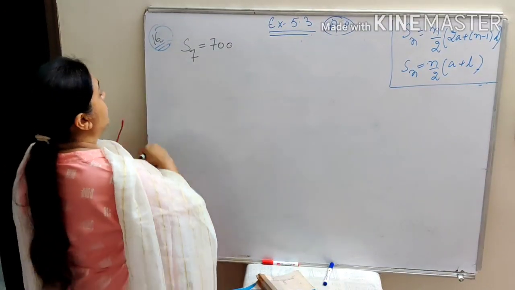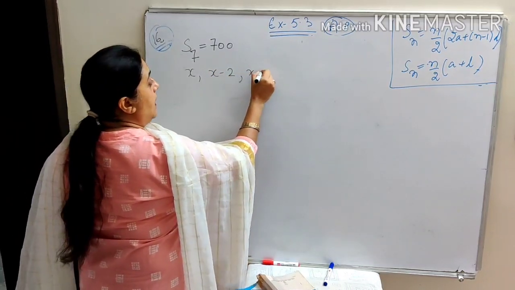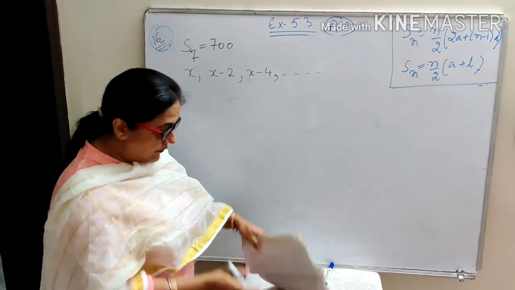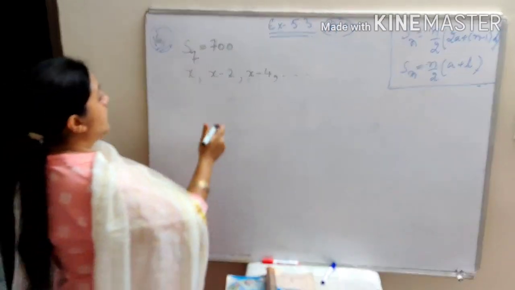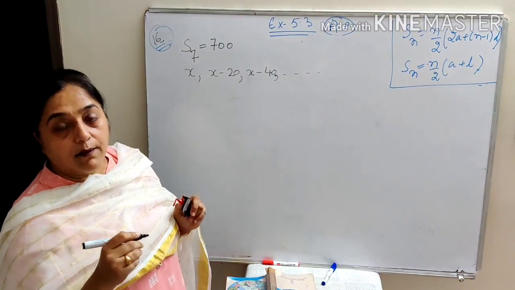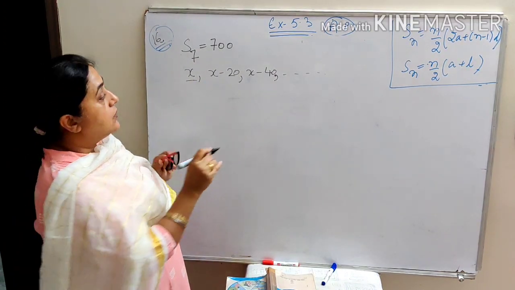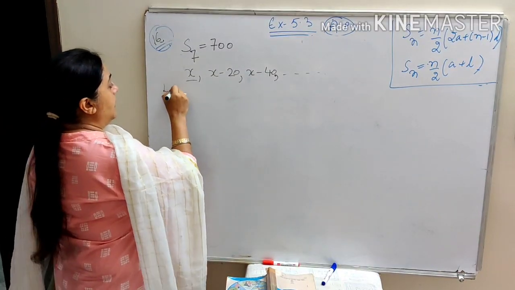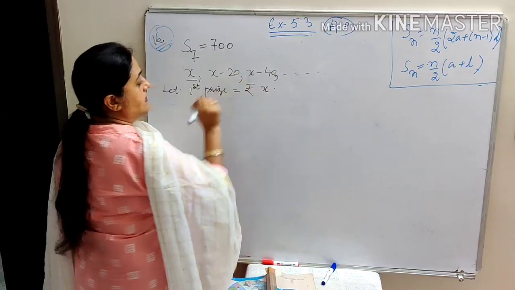If my first prize is x, then the next will be x minus 20, and so on. Right? What you have to do? You have to find the value of each prize. Why have I written x minus 20, not 2, it is 20. Each prize is 20 less than the preceding one. Preceding means if my first prize is rupees x, then what will my next prize be? x minus 20, 20 less. So what will I write? Let the first prize be equal to rupees x, right?